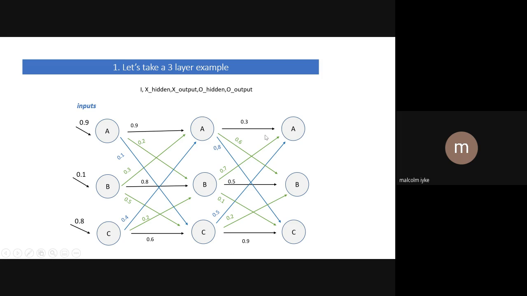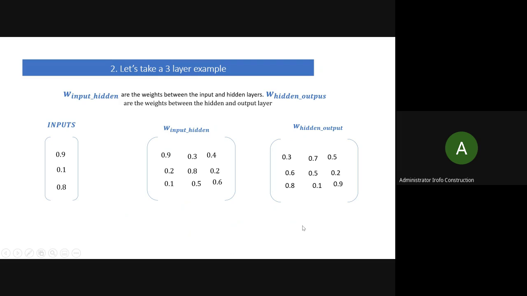I'd like to see an example though, just to be sure. But let's find the weight link for this one first. The link between this and this. Okay. 0.3, 0.7, and 0.5. Right. The next row will be 0.6, 0.5, and 0.2. And the last one will be 0.8, 0.1, and 0.9. Yes. So that's what you're seeing here.